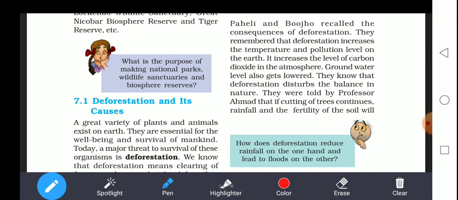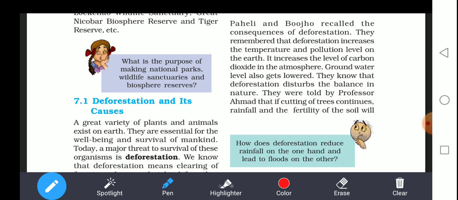If it is increased, what happens? The temperature will increase. The light rays from the sun fall on the earth, and the reflected heat is trapped in the atmosphere with the help of carbon dioxide. If there is more carbon dioxide in the atmosphere, the heat is trapped in the atmosphere. Therefore, it results in an increase in temperature. So this will lead to global warming.